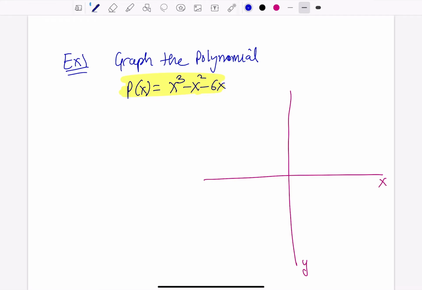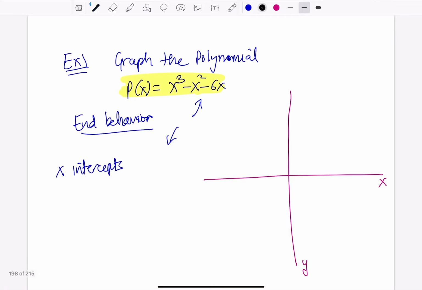End behavior is decided by looking at the leading term. So it depends on the degree of the polynomial as well as the sign of the leading coefficient. So in this case, end behavior for this polynomial is going to be, we have an odd degree with a positive leading coefficient. So that's how my graph is going to look. Let's go ahead and find the x-intercepts.